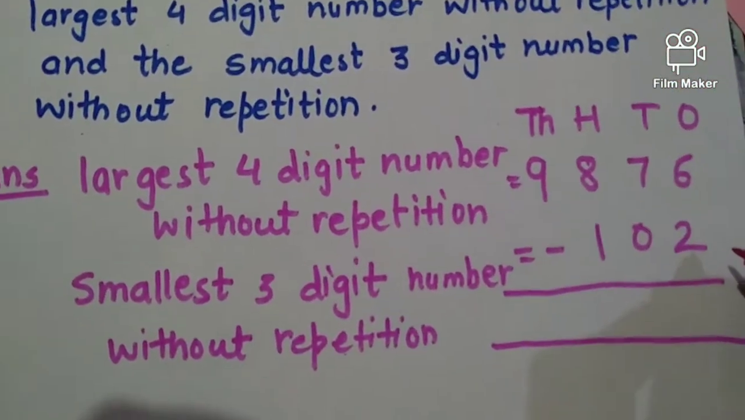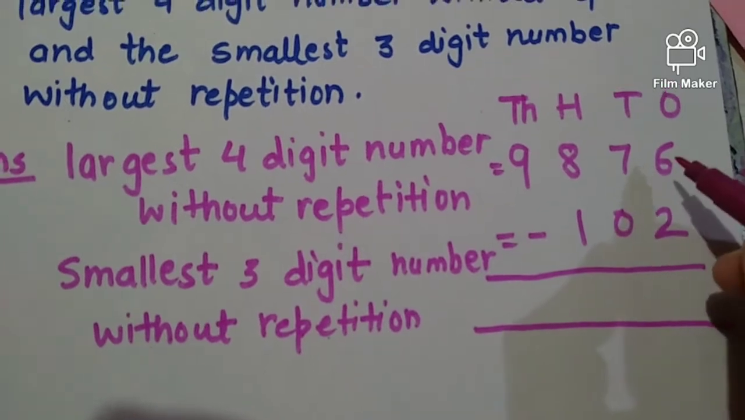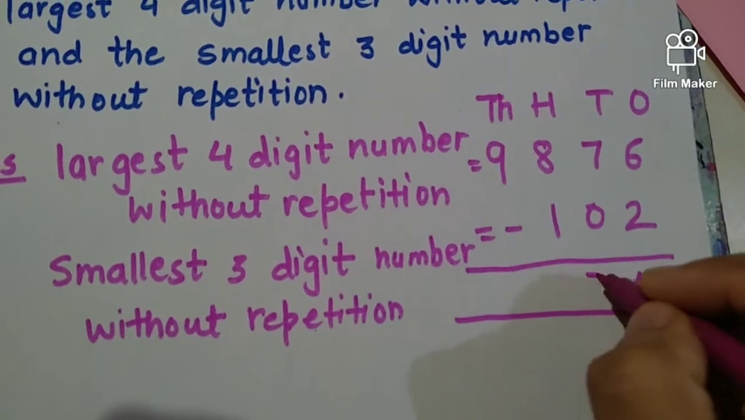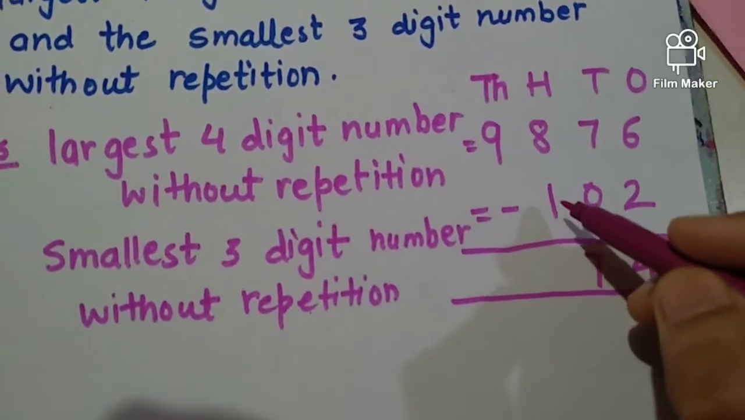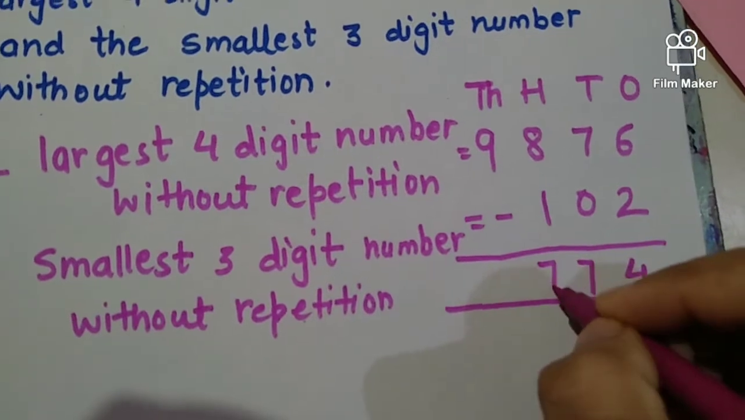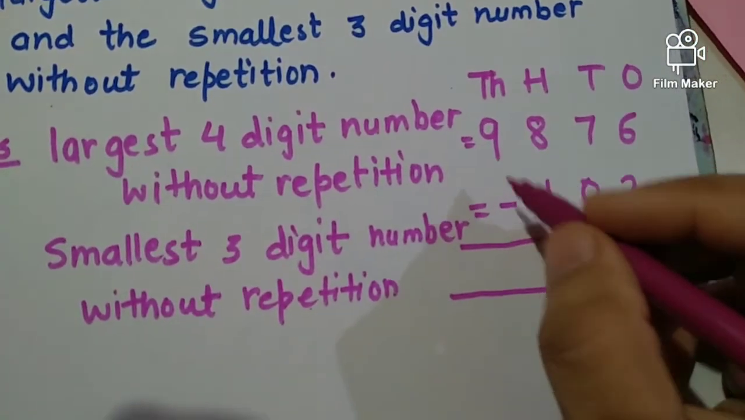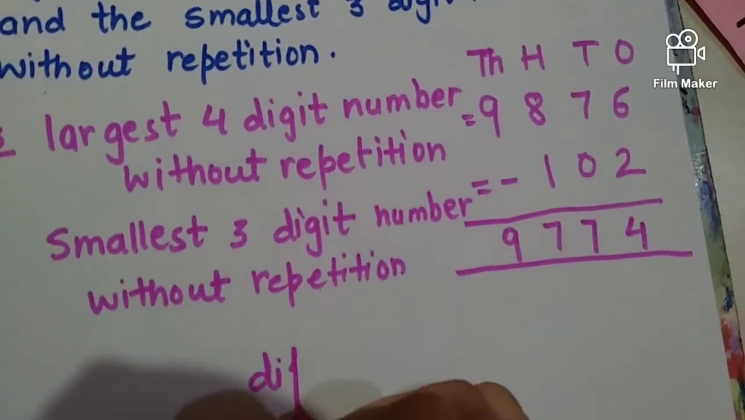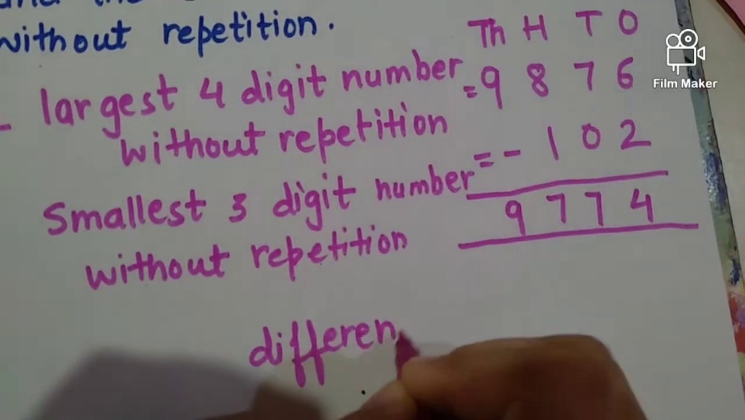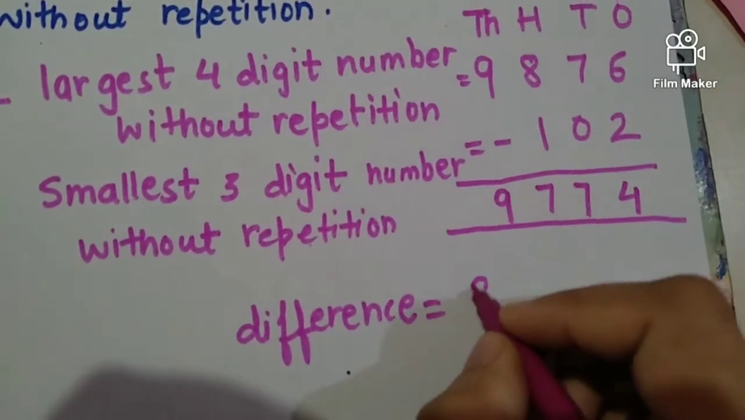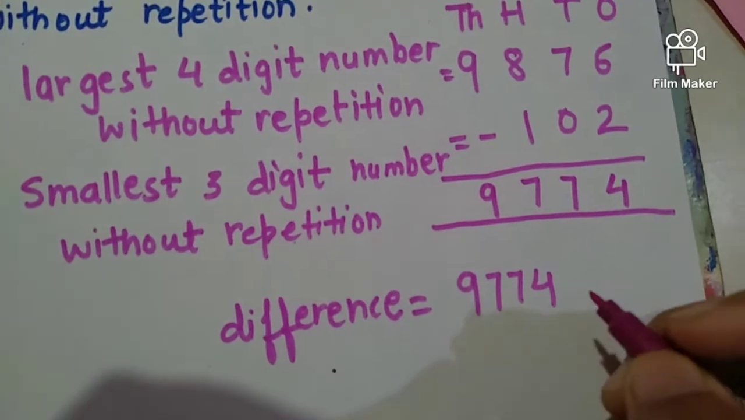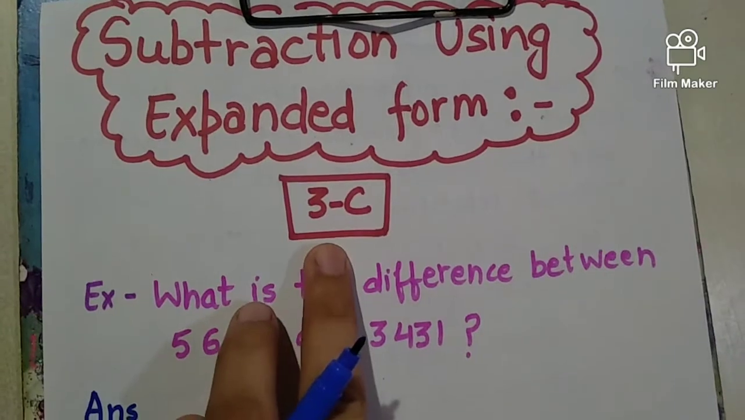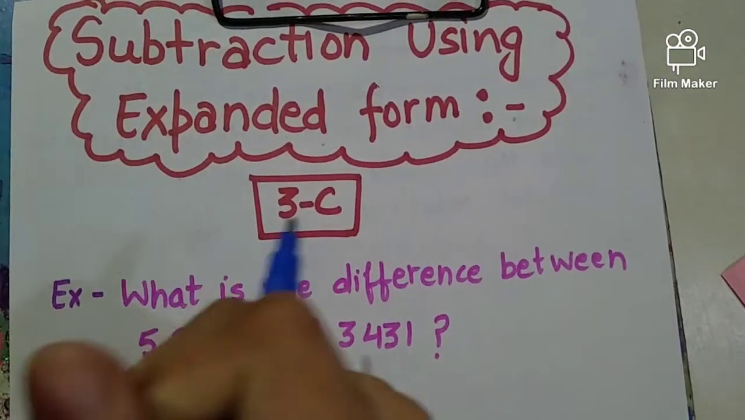We always start from the ones place. So when we subtract 2 from 6, we get 4. Tens place, 7 minus 0, we get 7. At the 100 place, if I subtract 1 from 8, I get 7 again. And then at the 1000 place, there is nothing to subtract, so 9 as it is. So our difference between these two numbers is 9774.